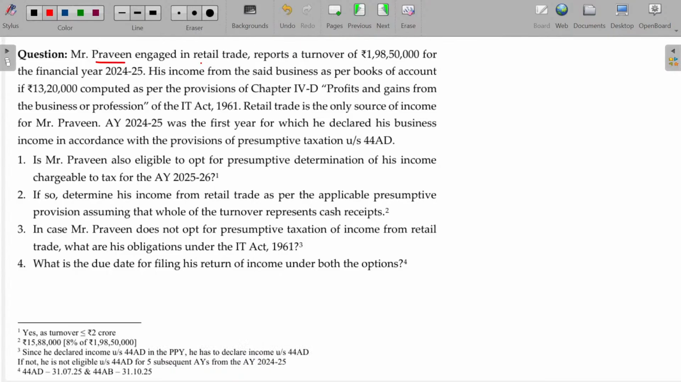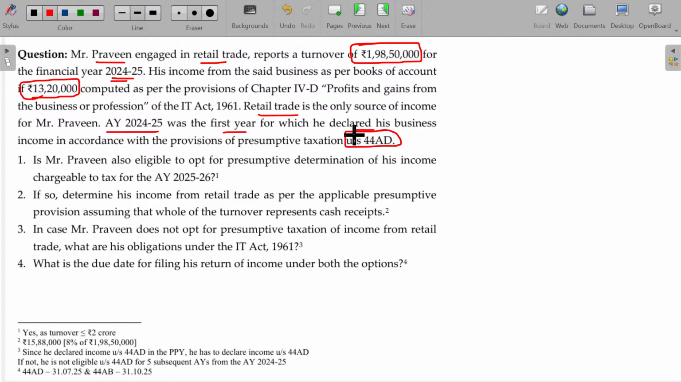Mr. Praveen is engaged in retail trade. Reports turnover of 1 crore 98 lakhs 50,000 for financial year 24-25. His total income from the said business as per books of accounts is 13 lakhs 20,000 rupees. This is nothing but as per his books of account. He maintained the books of account and he realized that his income is only 13 lakhs 20,000 rupees. Okay. Retail trade is the only source of income for Mr. Praveen. Assessment year 24-25 was the first year for which he declared his business income in accordance with the provisions of presumptive income under section 44AD.